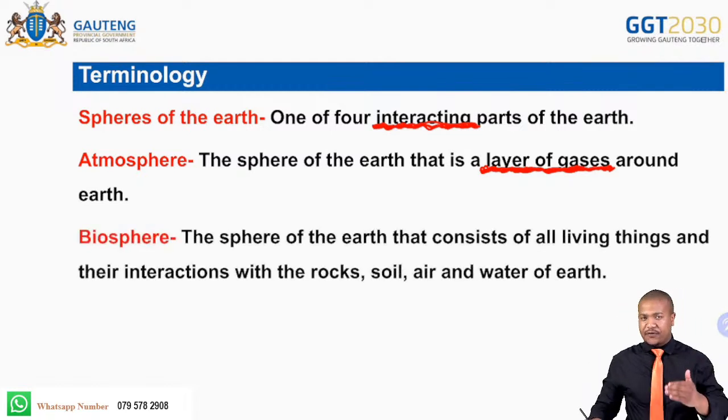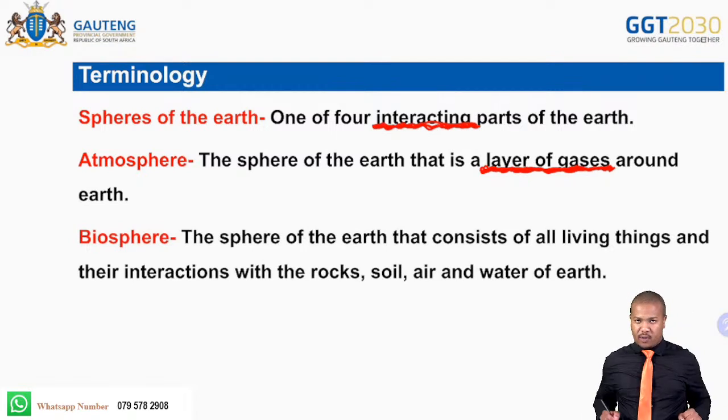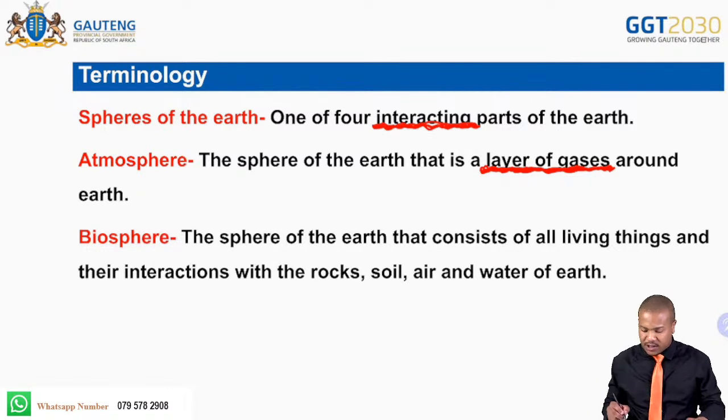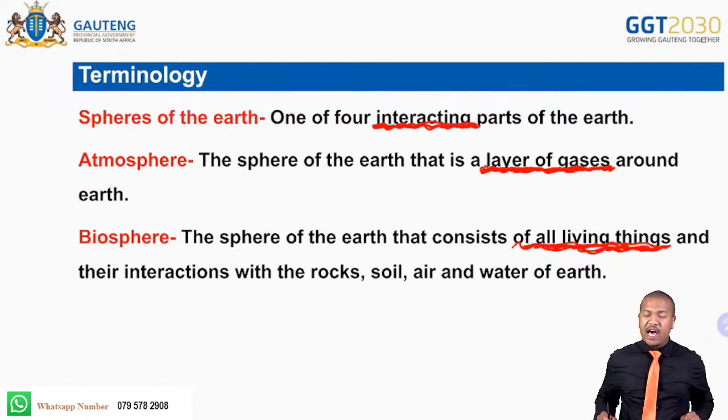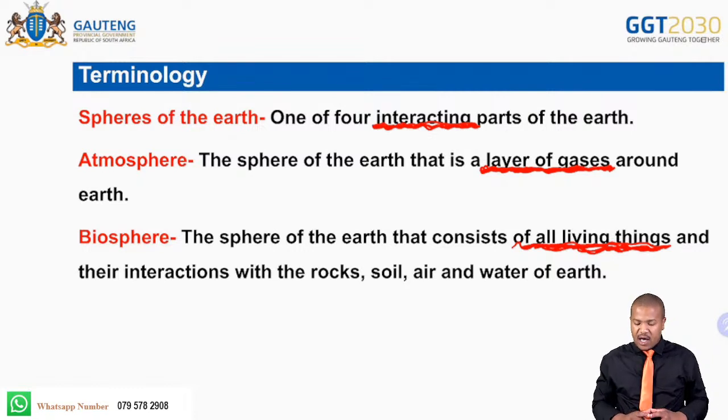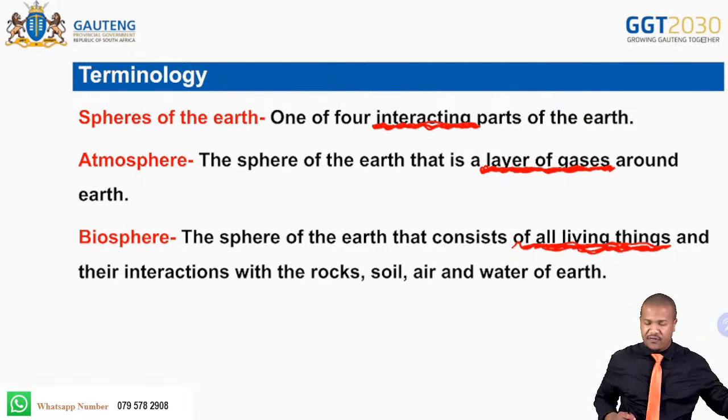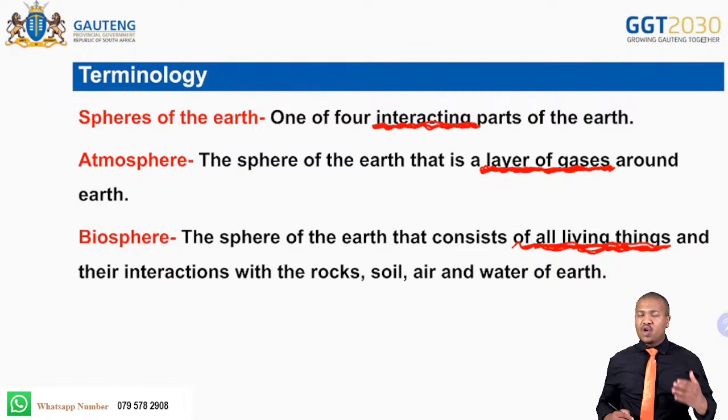Also, we have biosphere, which is one of the four spheres that we're going to talk about as well. The biosphere is the sphere of the Earth that consists of all living things and their interaction with the non-living things such as the rocks, the soil, air, and waters of the earth. So the biosphere has to do with the living things together with their interactions with the non-living things.